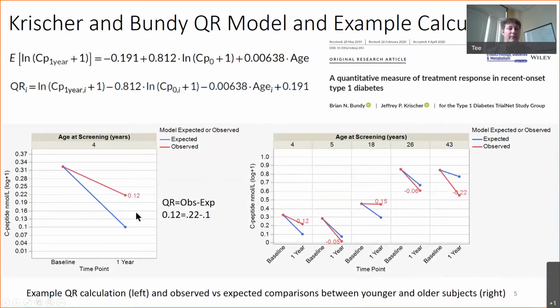So on the left, we have an example subject who's 4 years old, and we have in blue the model expectation of what their C-peptide value will be 1 year later. And at baseline, we have, of course, the real measurement. So this 4-year-old subject had a mean C-peptide value of 0.31 thereabouts. And at 1 year, it declined to 0.1 was the expectation, whereas what we actually observed with this subject was that they declined to 0.22.